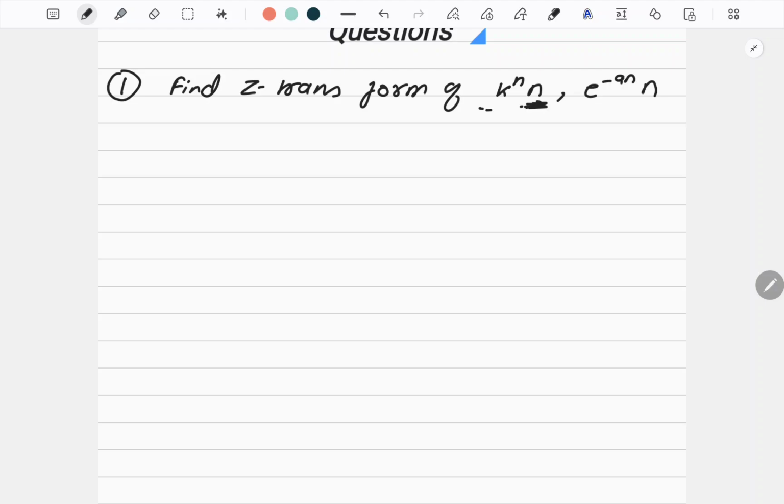I can make it out. I have n multiplied by k to the power n. So, how should I start? I should first write what the Z transform of n is. Right, the Z transform of n is Z upon (Z minus 1) square. You need to remember the formula, students. Now, this is multiplied by k to the power n.